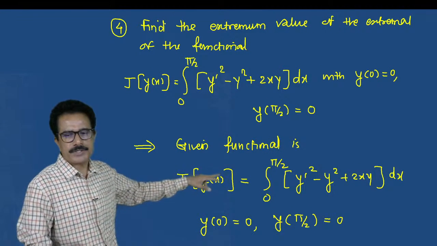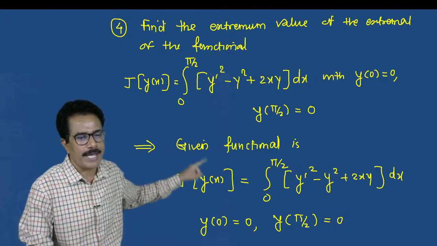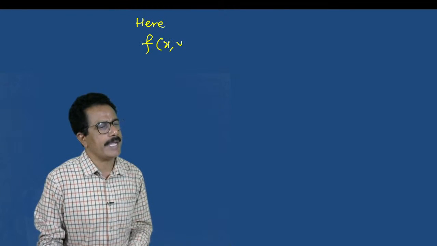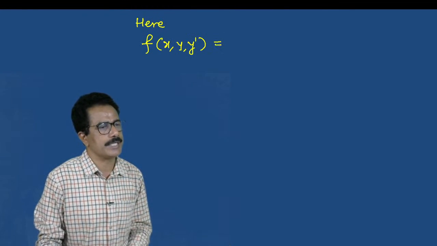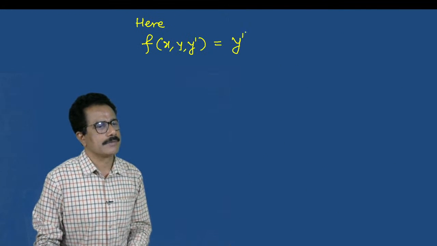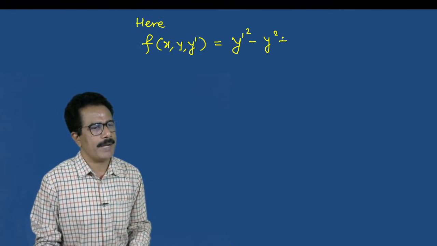झालाय का रे प्रॉब्लेम? ऋषिकेश उदगीरकर हा प्रॉब्लेम झालाय का? नाही. Here, see this functional depends on y, x and y dash, means x is present, y is present, y dash is present. So we can write f of x, y, y dash, which is equal to y dash square minus y square plus 2xy.